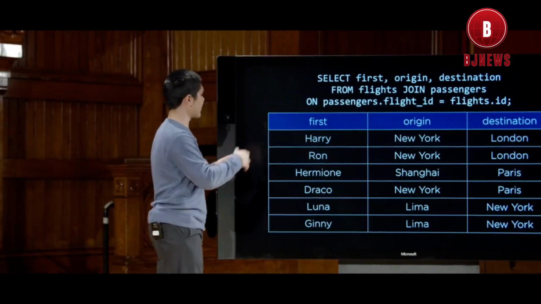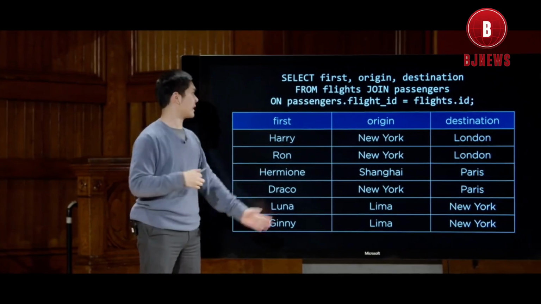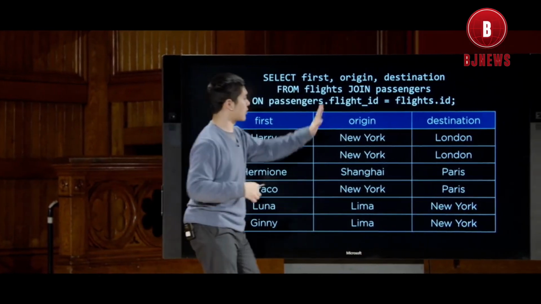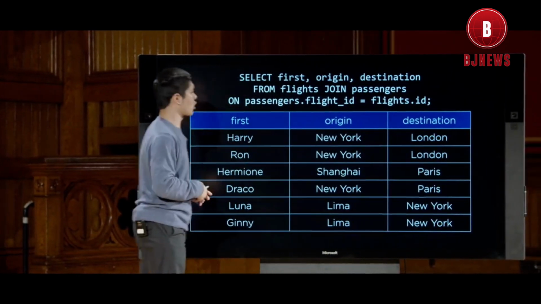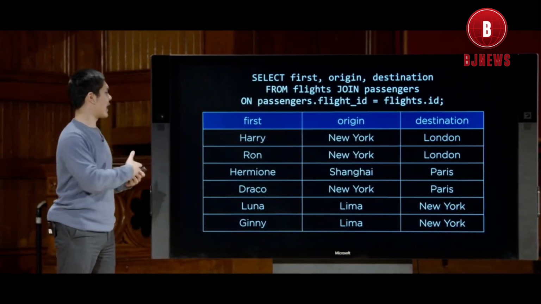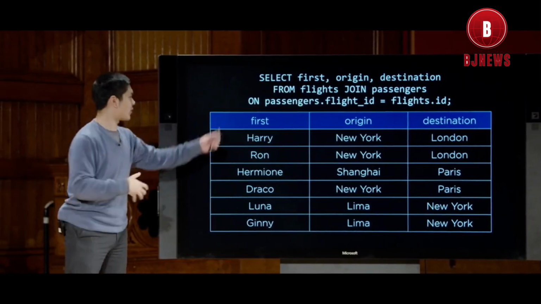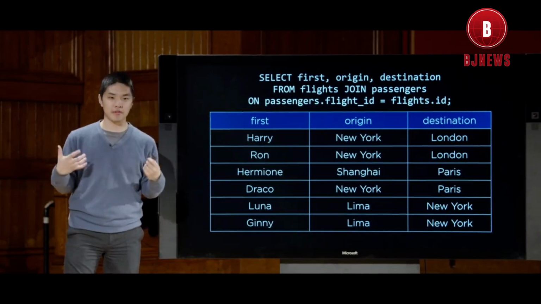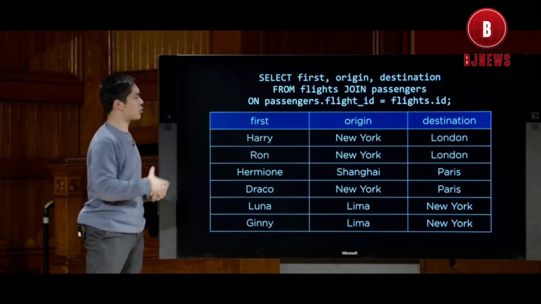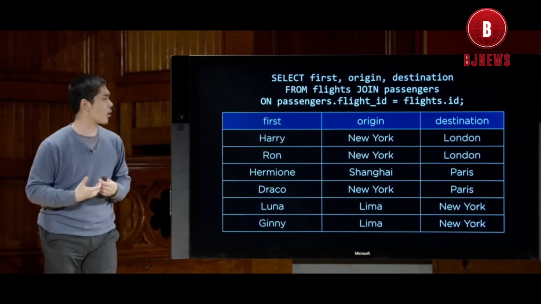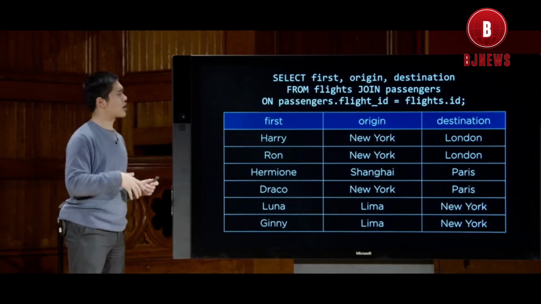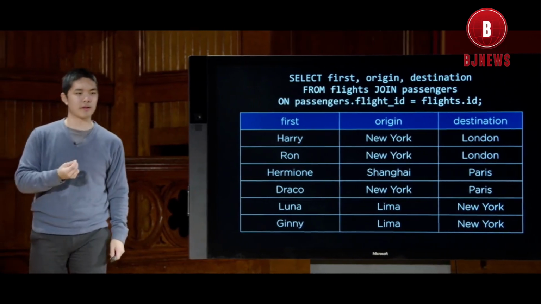And so the result I might get is a table that looks like this, that gives me everyone's first name, but also their origin and their destination, where origin and destination are going to be drawn from that table of flights, and the first name is going to be drawn from the table of passengers. By using a join query, I've been able to take data from two separate tables and join them both back together. And there are a number of different types of join queries that I can run.